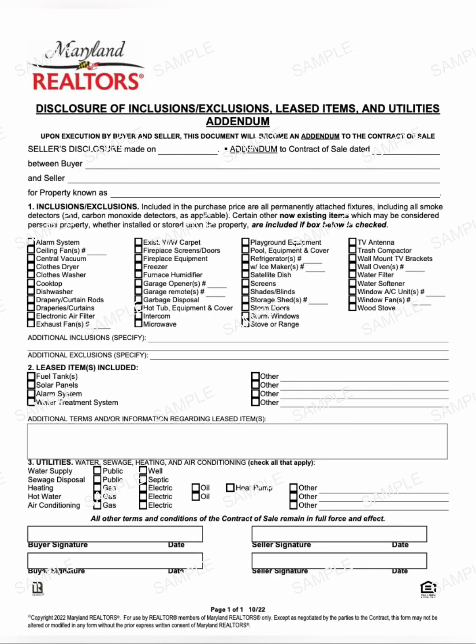Disclosure of inclusions, exclusions, leased items, and utilities addendum. This is the October 2022 update. This primarily goes over what the seller is going to be including when it transfers to the new buyer. So if the buyer, for example, sees some things hanging on the wall during their first tour of the property, they see a chandelier, maybe there's a special decoration or things like that. If it's attached to the property, generally the seller needs to understand that that's part of the property, and if it's not going to be there when the buyer takes occupancy, they need to disclose that and then be sure to repair any damages they caused by removing it.